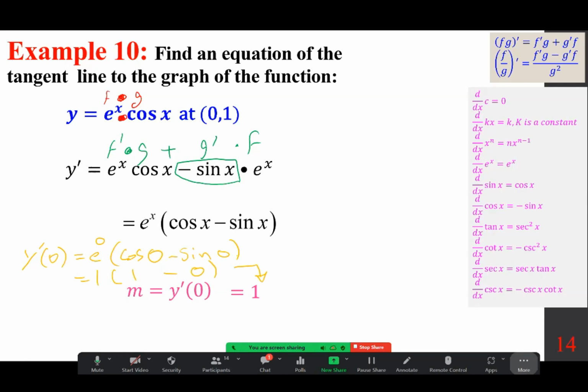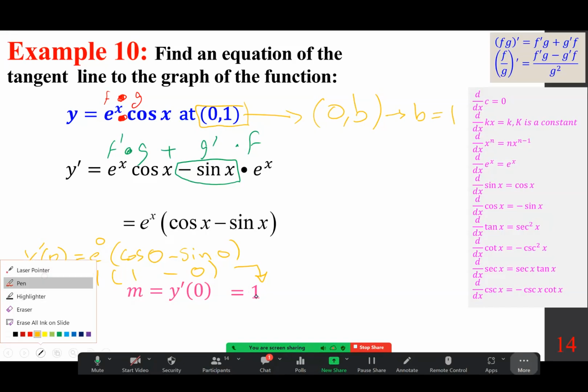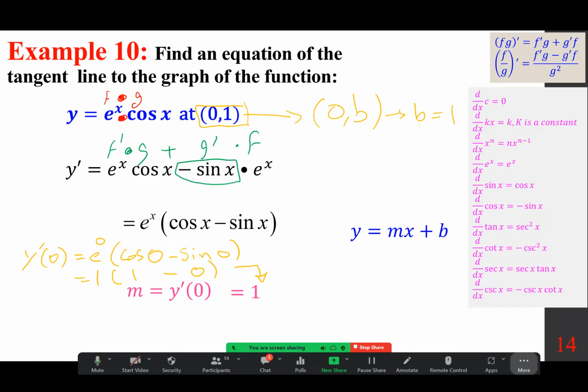Now, normally we would use y minus y1 equals m times x minus x1. However, what is given is the y-intercept, 0 comma b, that means b is equal to 1. M happens to be 1 also. They are not always the same, obviously. So using y equals mx plus b, I can write y equals x plus 1.